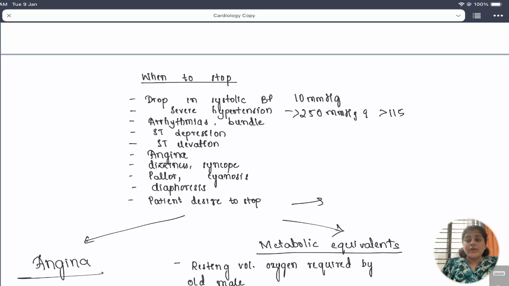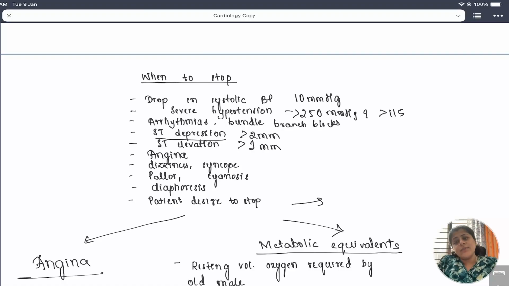If you are monitoring ECG as well, and you find any arrhythmias or any bundle branch blocks, even then you will stop the exercise. Then a very important thing: if you find any ST depression of more than 2 mm or ST elevation of more than 1 mm, this is very dangerous. ST elevation means the patient is going into STEMI. So the main thing that you will see is ST depression more than 2 mm. ST elevation more than 1 mm, you will immediately stop.